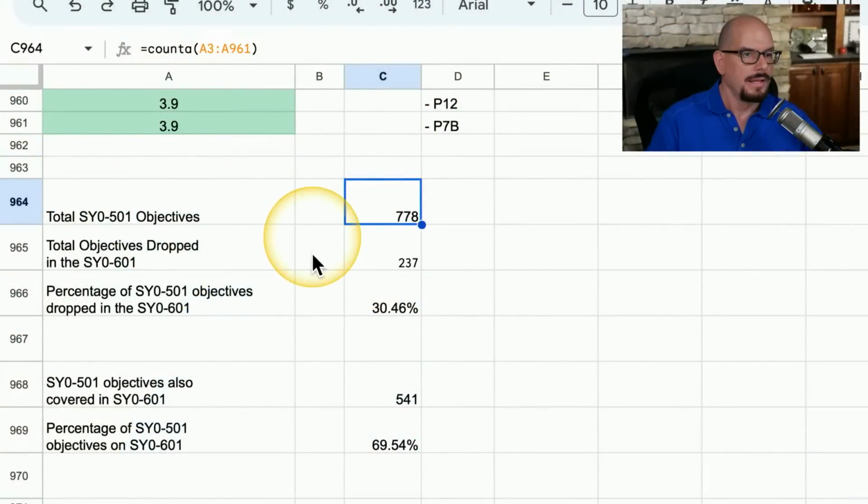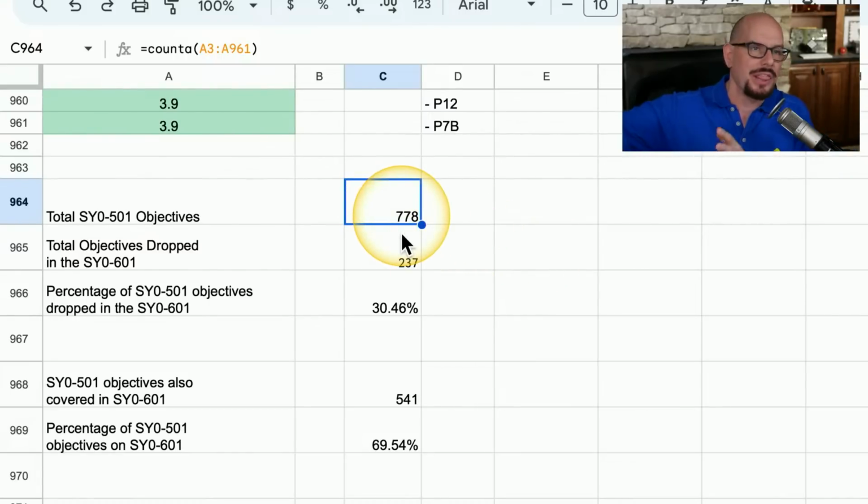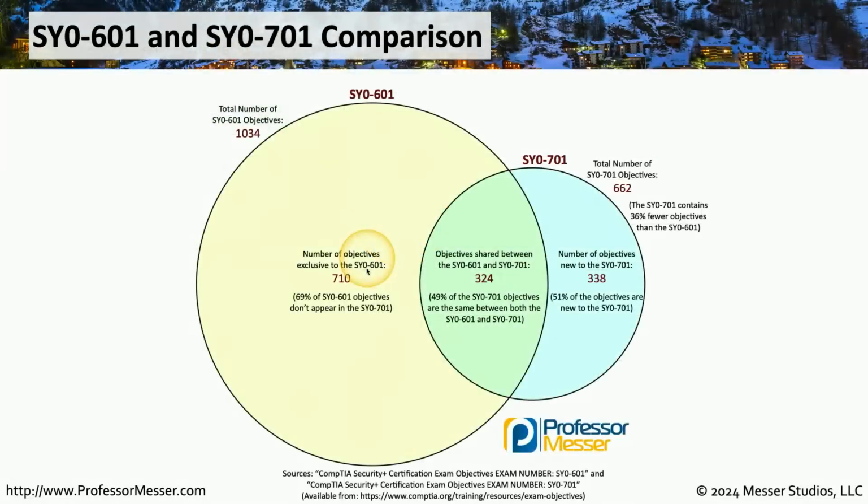On the 501 exam, the total number of objectives on the 501 are 778. Okay. Well, that's quite smaller than the 1,038 that were in the 601. 778 is on the 501. And if we go back and look at our stats for the 701, 701 has 662. 701 tends to have fewer or somewhere closer to what the 501 originally had.